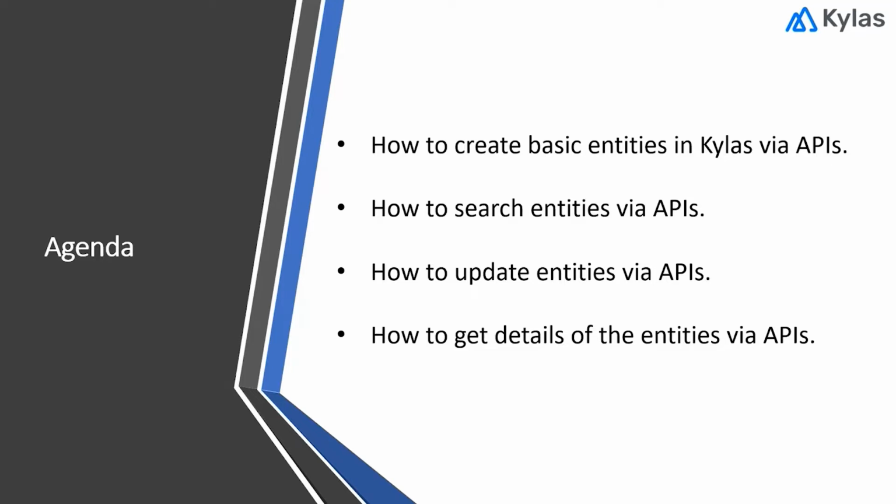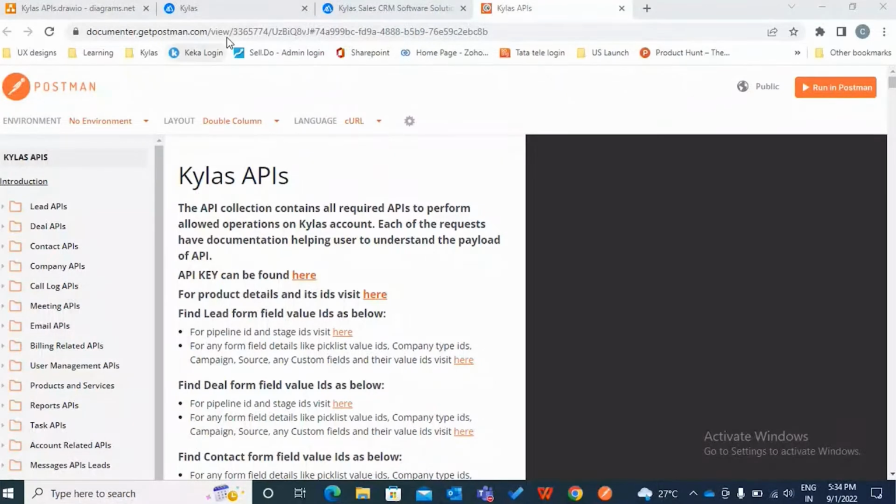I may not touch base upon each and every API because there are hundreds of APIs, but I will take an example of a regular business case that comes to us very often. So I will show that via one example. Let me know if my screen is visible.